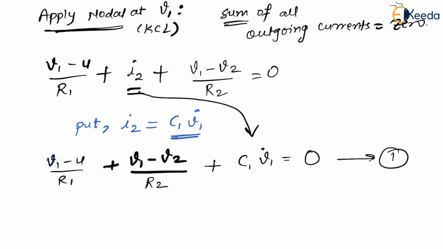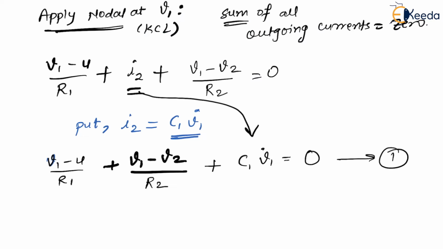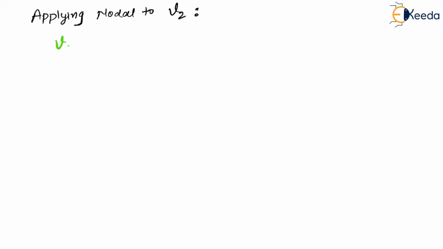Now let us apply the same analysis to node V2. If I apply the nodal analysis to V2, what do I get? If I say this is my V2, the outgoing currents are this first current and the second current. This first current is going to be V2 minus V1 divided by R2. Am I right?